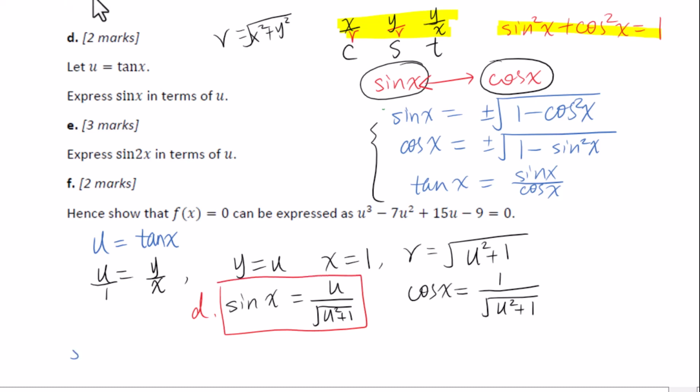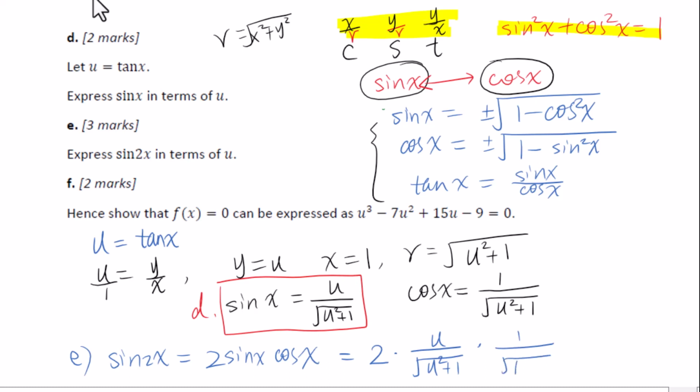E. Since sine 2x equals 2 sine x cosine x, we have 2 times u over the square root of u squared plus 1, times 1 over the square root of u squared plus 1. Then we get 2u over u squared plus 1.